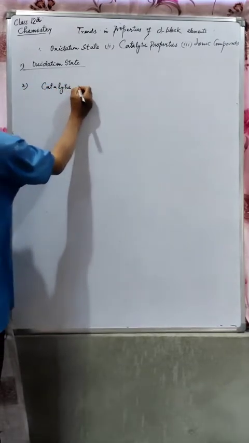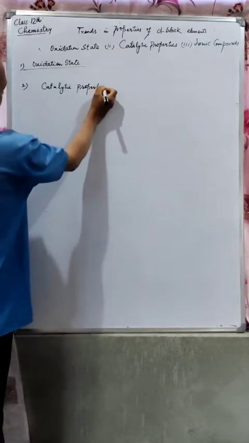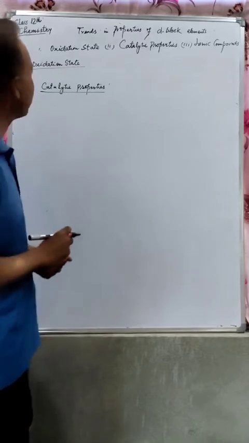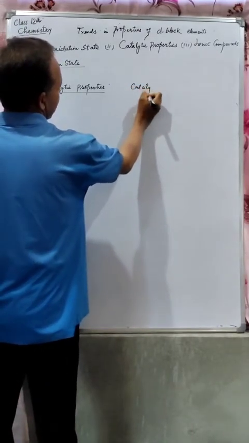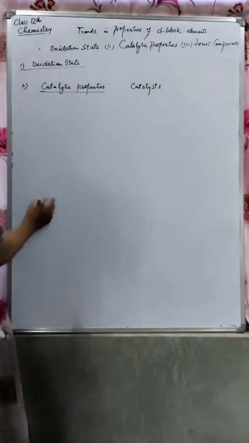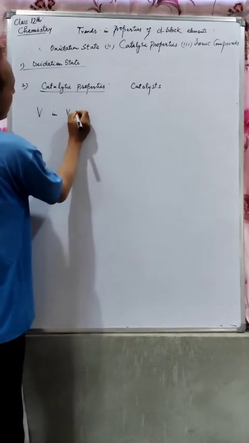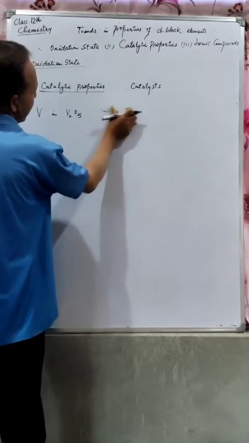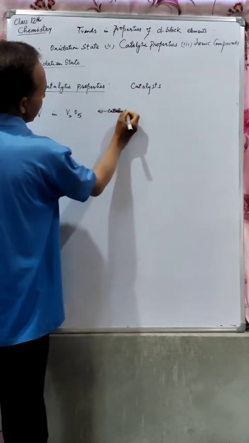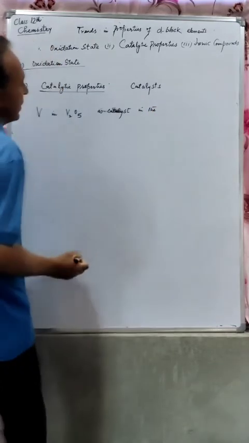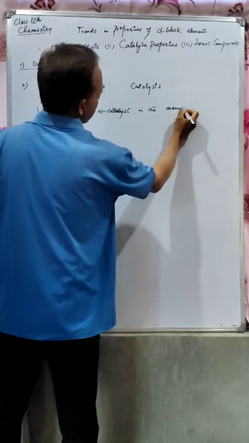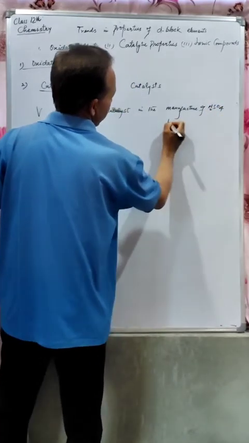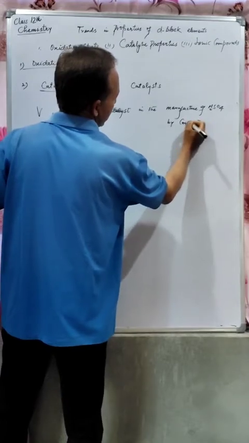Catalytic properties. Various transition elements and their compounds act as catalysts. For example, vanadium in V2O5 acts as catalyst in the manufacture of sulfuric acid by contact process.